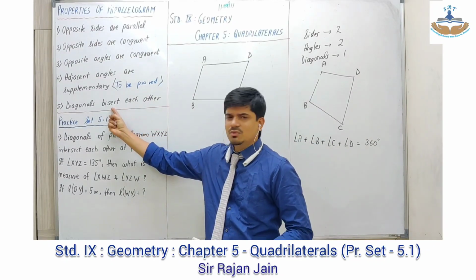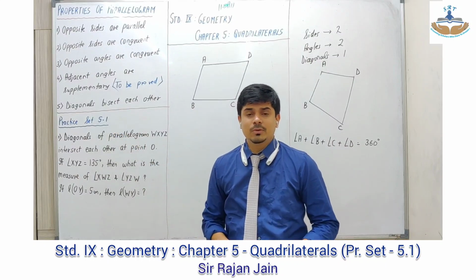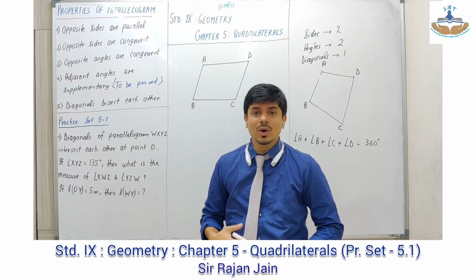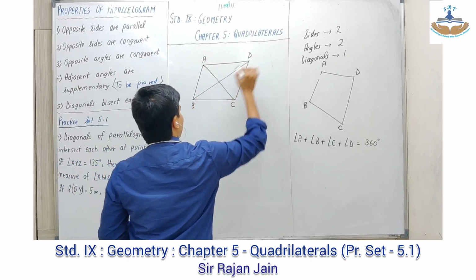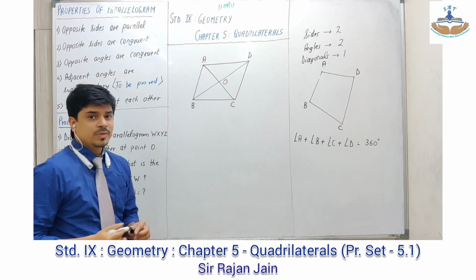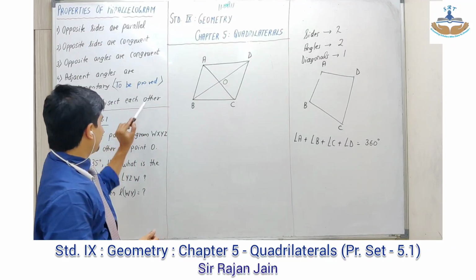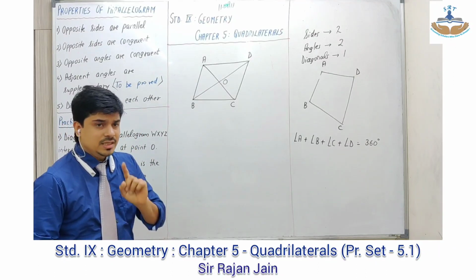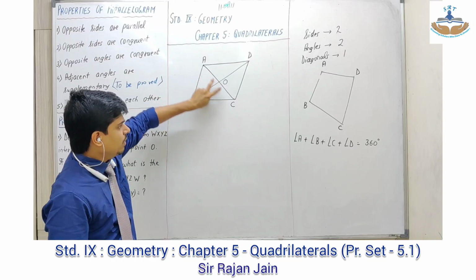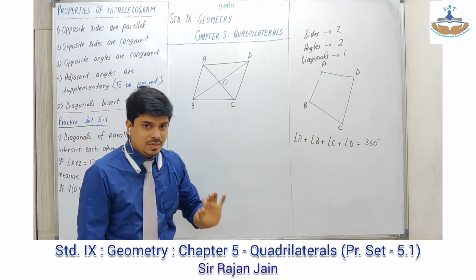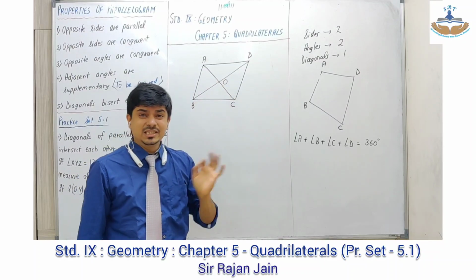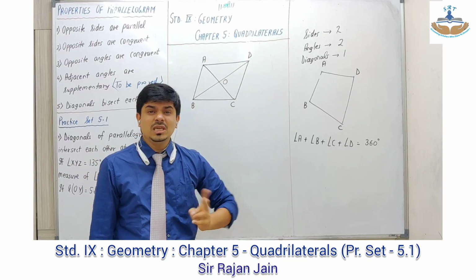Now what do we mean by the word bisect? Bisect का मतलब होता है dividing into two equal parts. Now suppose if I draw these two diagonals, let these diagonals intersect at point O. If I tell you that diagonals of parallelogram bisect each other, इसका मतलब होता है OA will be equal to OC and OB will be equal to OD. Means your two diagonals get divided into two equal parts.